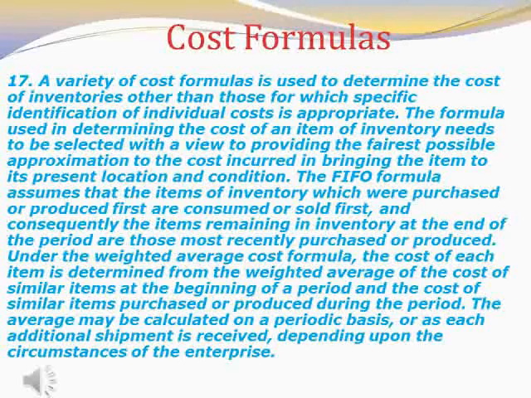The FIFO formula assumes that the items of inventory which were purchased or produced first are consumed or sold first, and consequently the items remaining in inventory at the end of the period are those most recently purchased or produced. Under the weighted average cost formula, the cost of each item is determined from the weighted average of the cost of similar items at the beginning of the period and the cost of similar items purchased or produced during the period. The average may be calculated on a periodic basis or as each additional shipment is received, depending upon the circumstances of the enterprise.